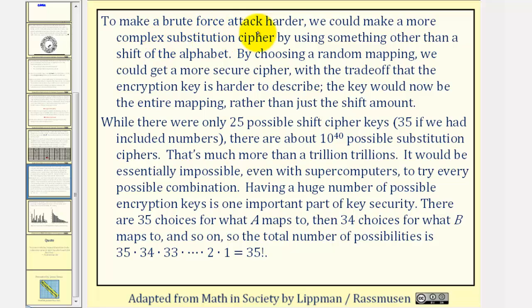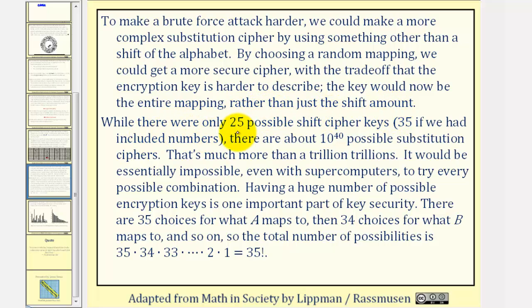To make a brute force attack harder, we could make a more complex substitution cipher by using something other than a shift of the alphabet. We could get a more secure cipher with the trade-off that the encryption key is harder to describe. The key would now be the entire mapping rather than just the shift amount.